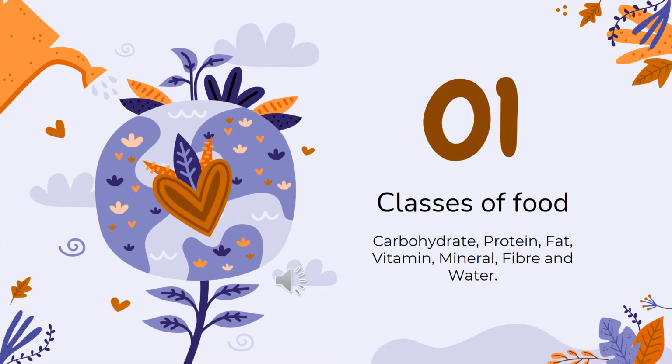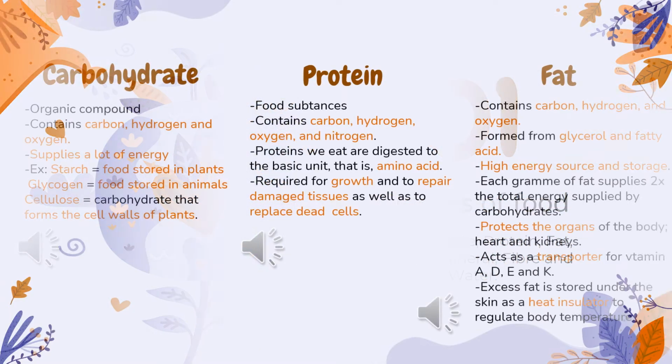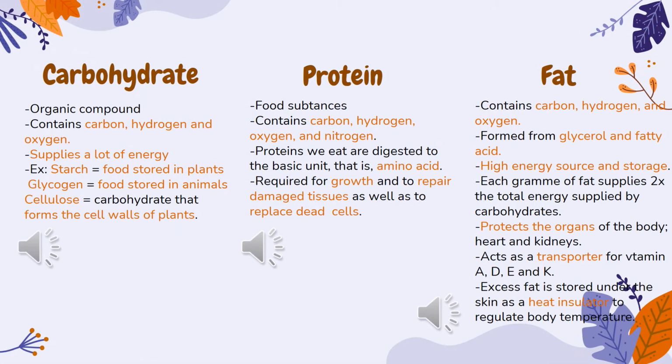Our food is divided into 7 main classes: carbohydrate, protein, fat, vitamin, mineral, fiber, and water. Each food class has a specific function. Carbohydrate is an organic compound that contains carbon, hydrogen, and oxygen.